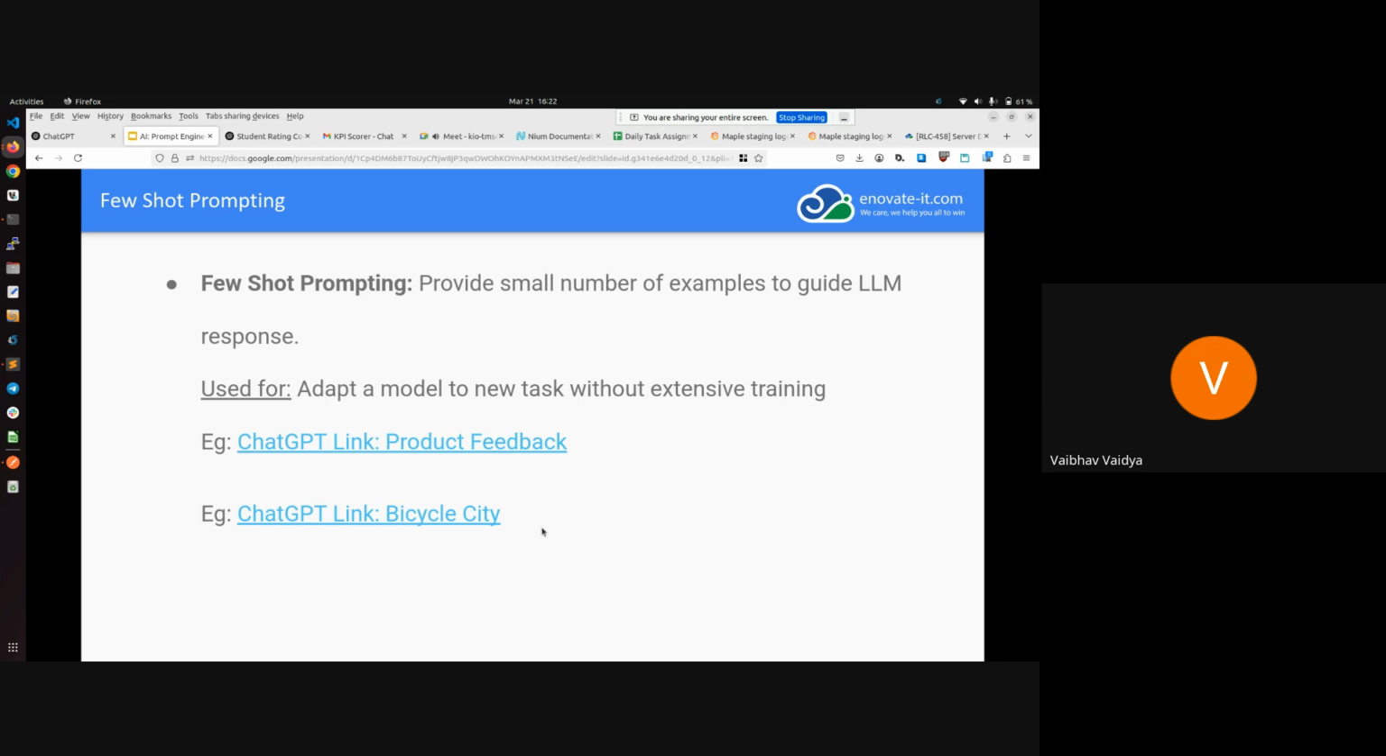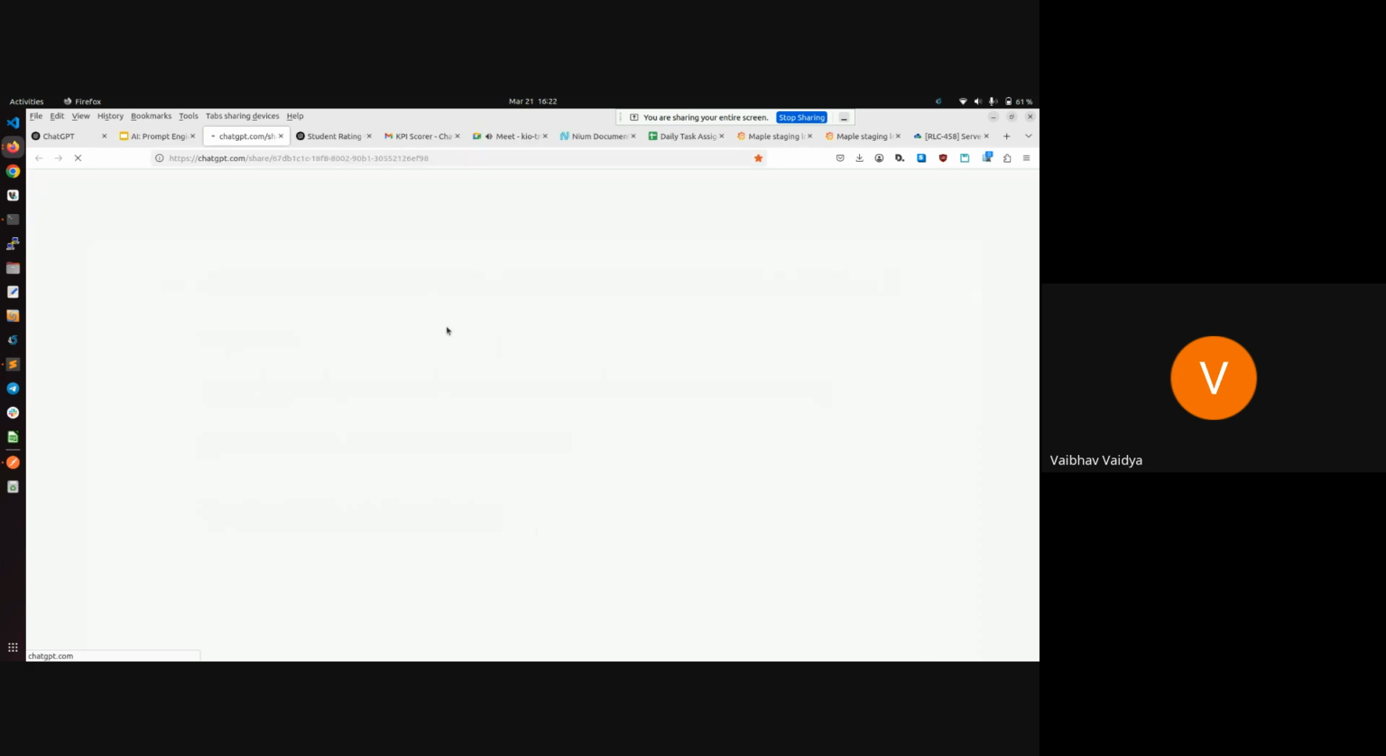Until now, what we were doing is fetching data. Now what we are going to do is change the data. We can give a little bit of data. It's not possible to give a large amount of data because we are not training the LLM. But yes, a little bit of data we can give. Let's open this link.